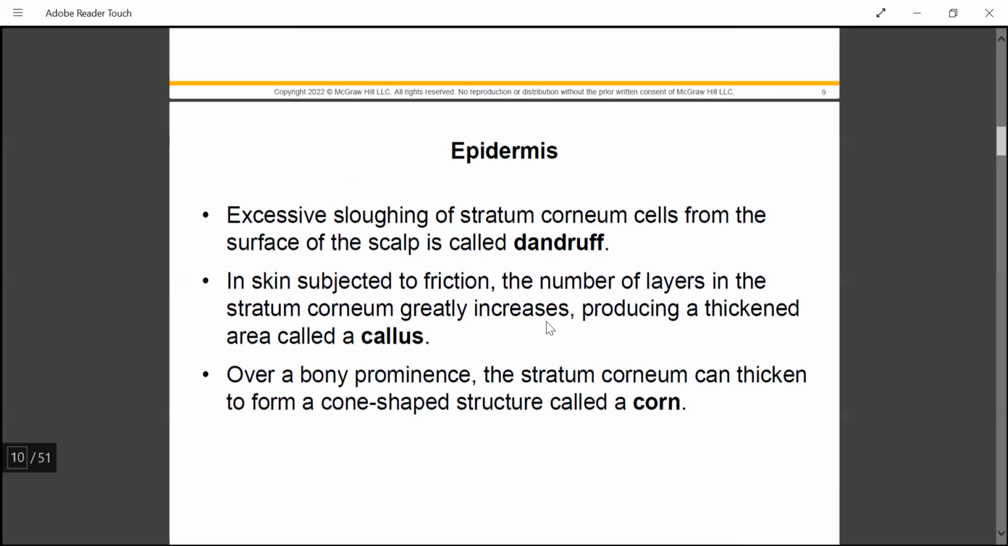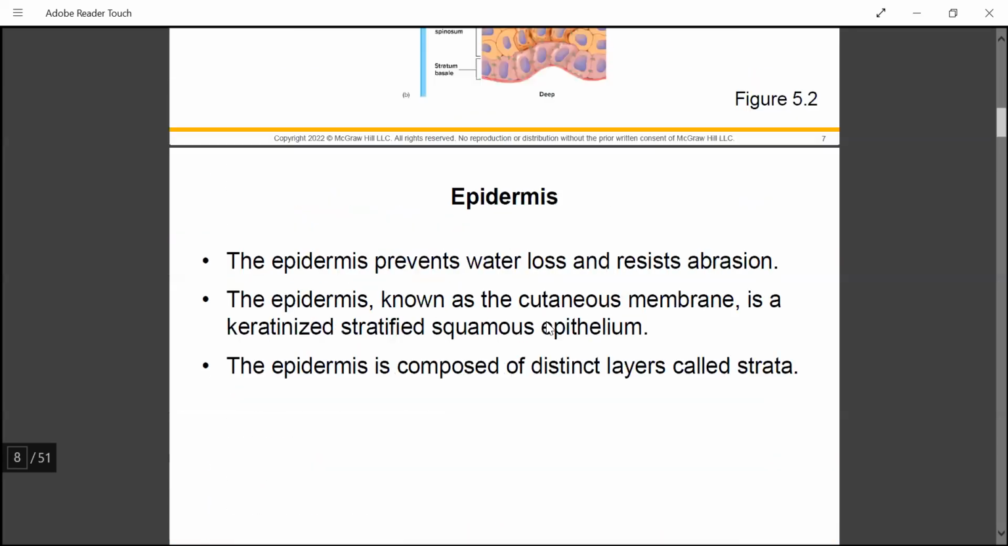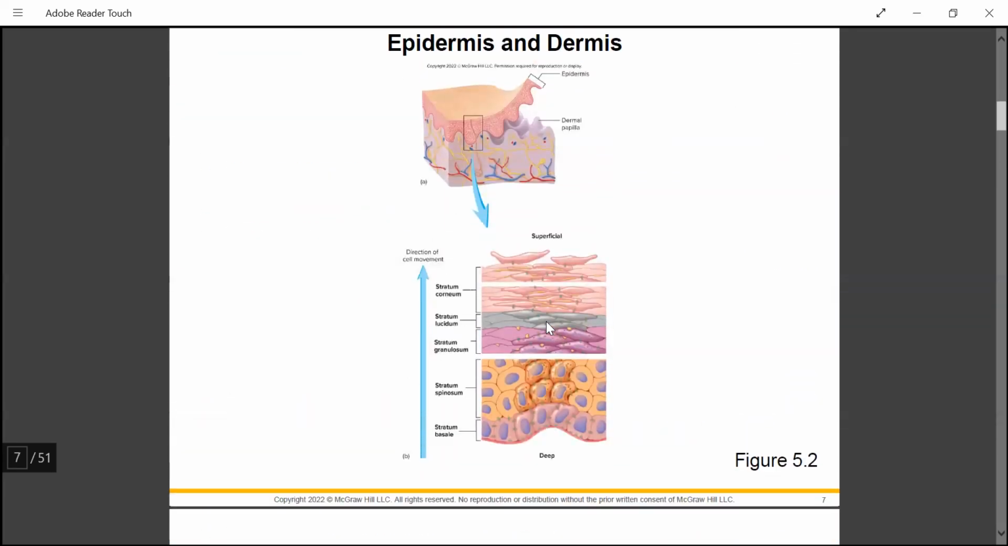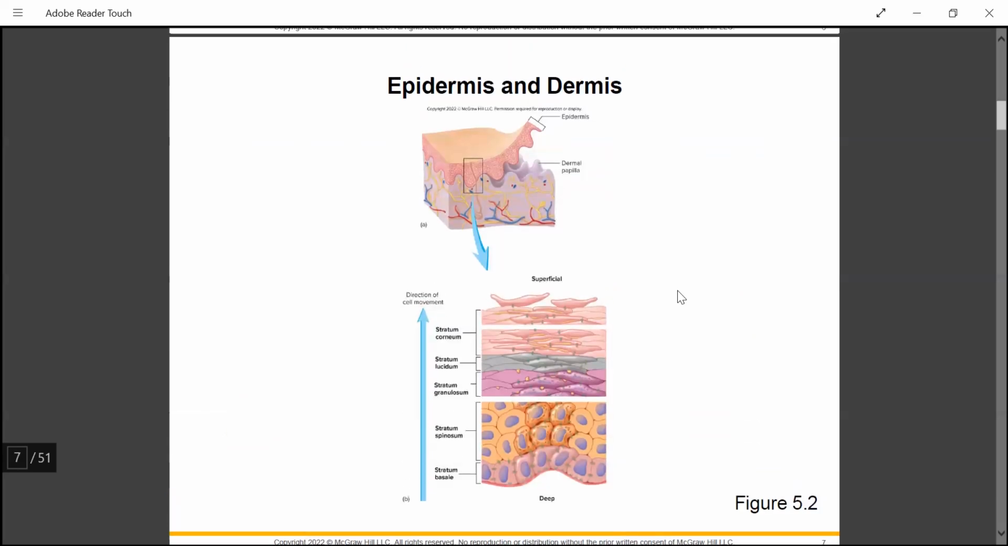So the dermis itself, I'm sorry, I thought we had an image of the epidermis. Let me pop back up to this one to go back over that. Sorry to backtrack a bit.